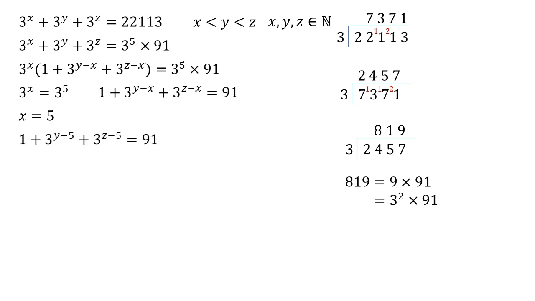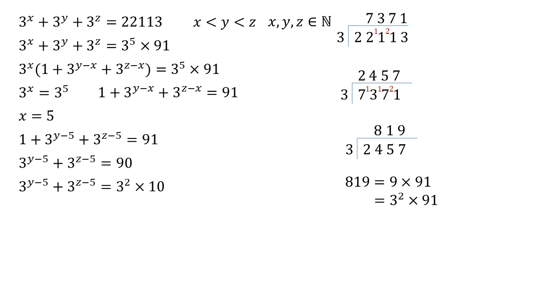And we can substitute that into our other equation. So we've got 1 plus 3 to the y minus 5 plus 3 to the power of z minus 5 is equal to 91. Taking 1 away from both sides, we get 3 to the power of y minus 5 plus 3 to the power of z minus 5 is equal to 90. And 90 is just 3 squared times 10. So we're going to repeat that trick by taking some 3's out again.